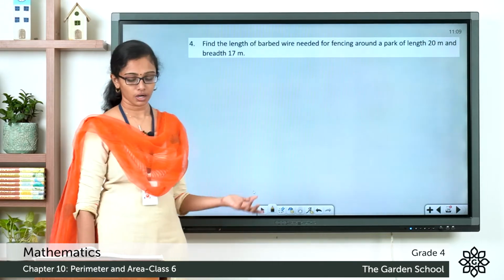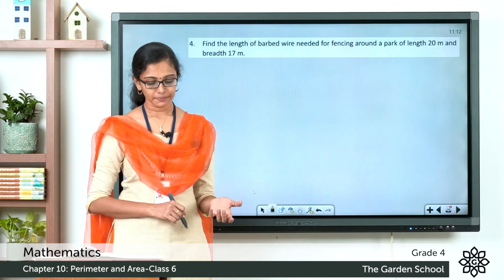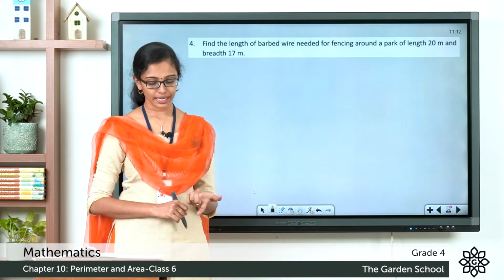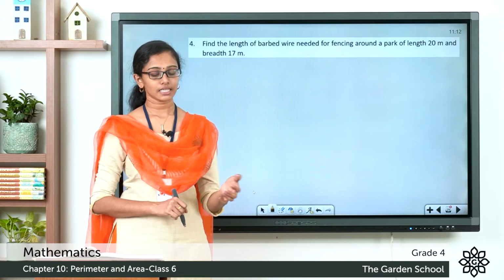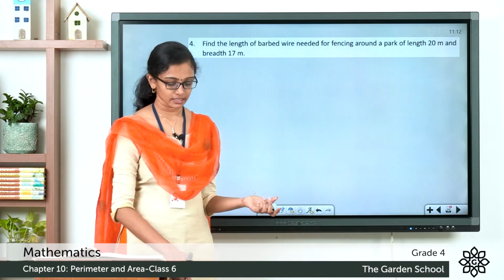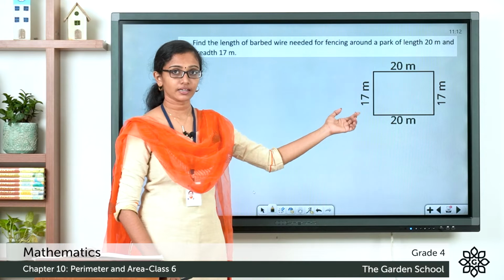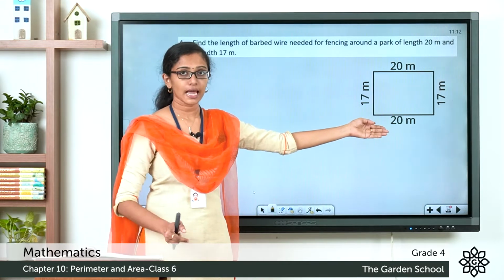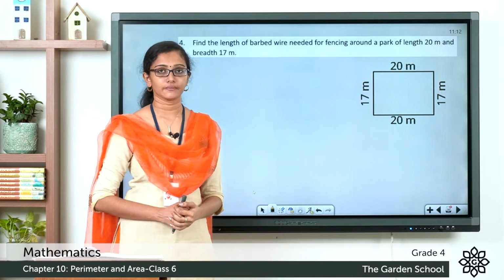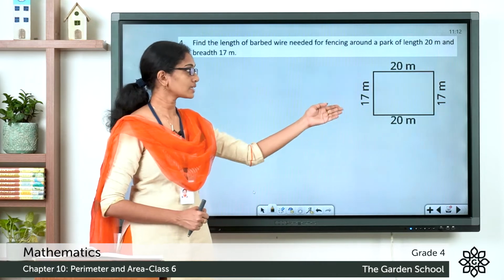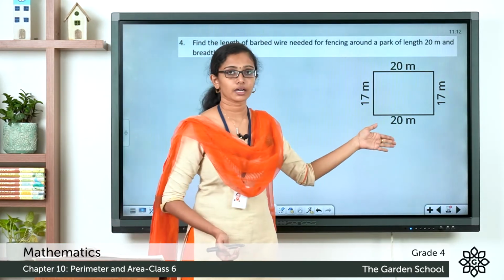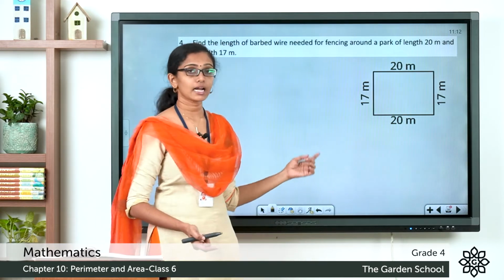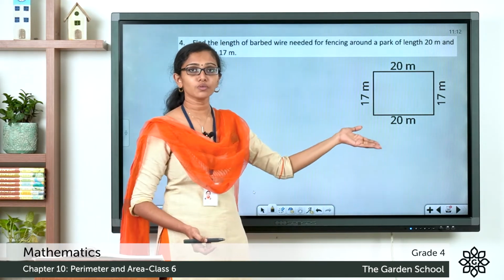Question number 4. Find the length of barbed wire needed for fencing around a park of length 20 meter and breadth 17 meter. So, what is given in the question? There is a park. It has got a length of 20 meter and the breadth is 17 meter. You are asked to find out the length of barbed wire needed for fencing around the park. So, where do you build the fence? Around the park or along the boundary.